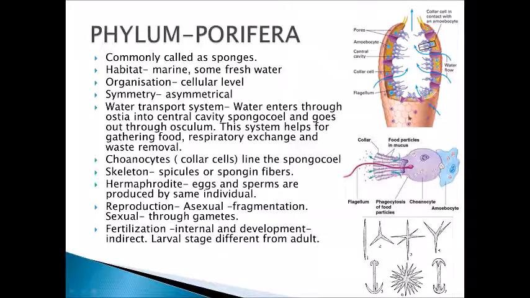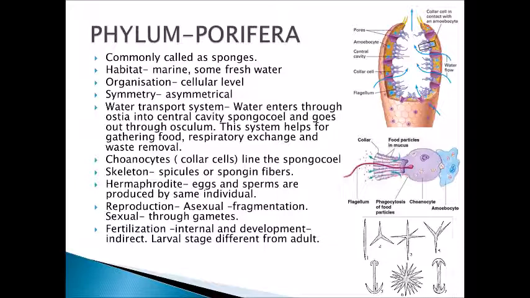Water first enters through all these numerous ostia. It goes into the central common cavity. This cavity is called spongocoele, and the water goes out through the top opening, that is called osculum. Now, this water transport system is helpful for gathering food material, for exchange of respiratory gases, and also works as a sort of excretory system, that is, removal of waste substances.